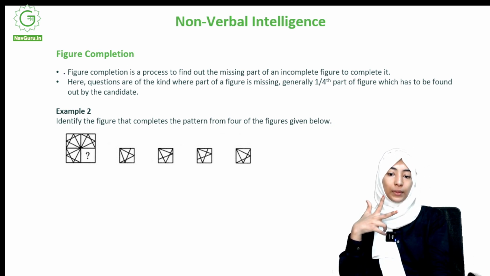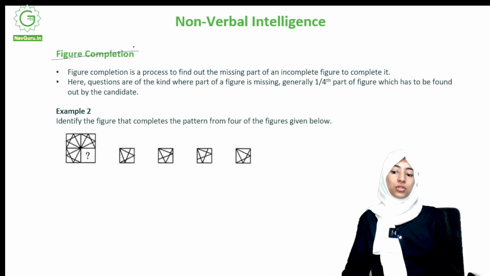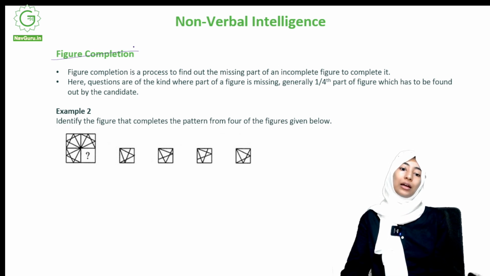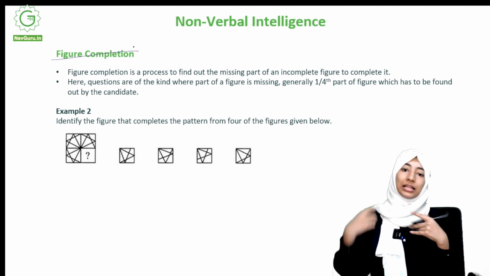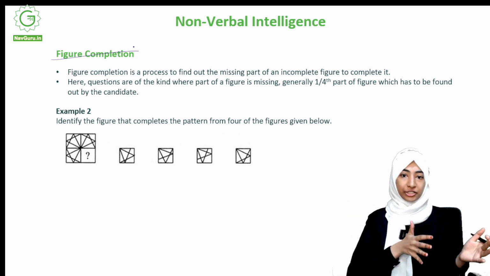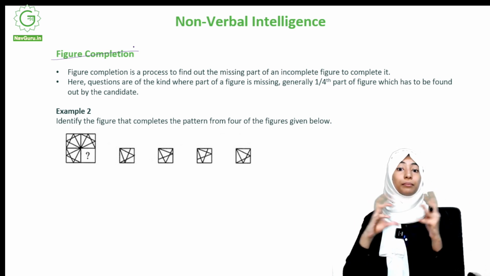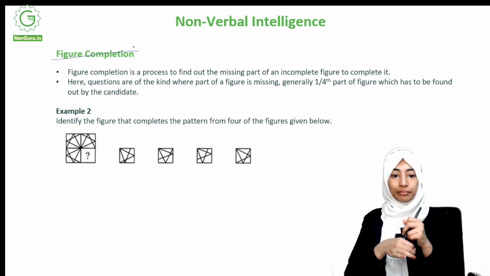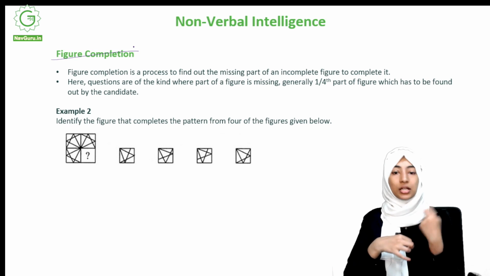Now we'll be starting with figure completion. So what is figure completion? Basically, it is the process to find out the missing part of an incomplete figure to complete it. I think it's pretty obvious, right? Figure completion. What are you trying to do? You're trying to complete a figure. So you just look at the missing part of an incomplete figure to complete it.